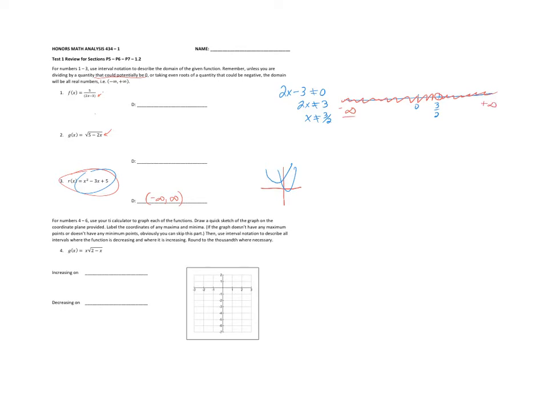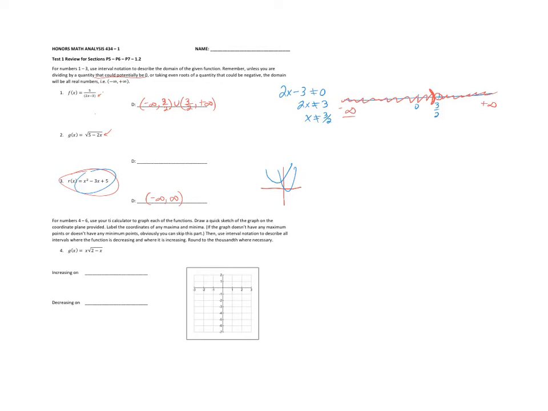So our domain is negative infinity right up to 3/2. We use a soft bracket or a parenthesis to indicate that we're not including 3/2. Then we pick up after 3/2 with a parenthesis and proceed all the way up to positive infinity. Remembering that we always use parentheses on infinity because we can't include that value.